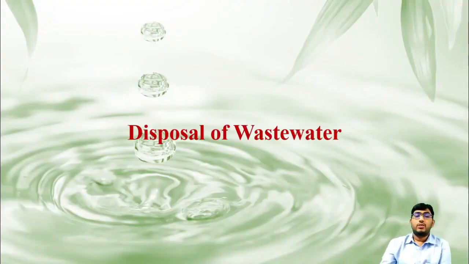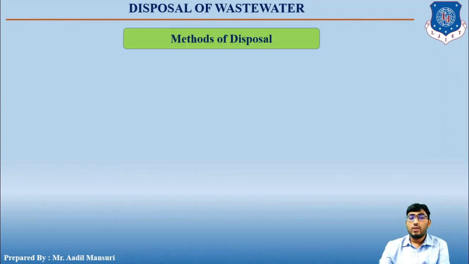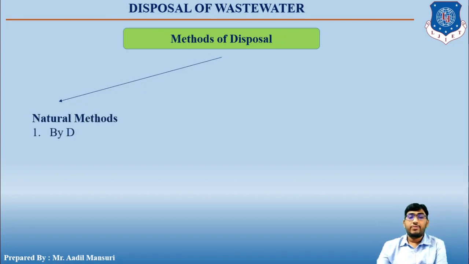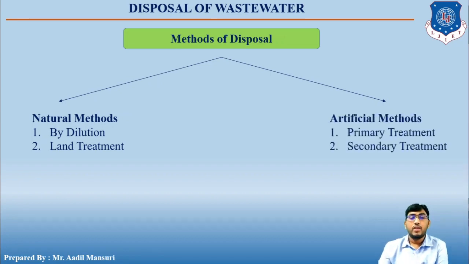Okay students, let us now start with the next topic, that is disposal of wastewater. There are various methods of disposal. There are basically two types. The first one is natural methods, and the other is known as artificial methods. The natural methods consist of dilution, that is diluting the wastewater, and the second one is land treatment. Talking about the artificial methods, there is primary treatment and secondary treatment.